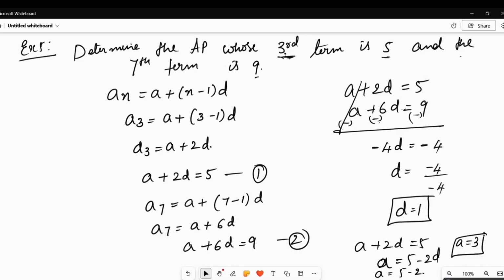Okay. So this time they ask many times the question to find A and D. Once you know A and D, I can write the AP. So what is the AP here? 3, 4, 5, 6, it goes on.